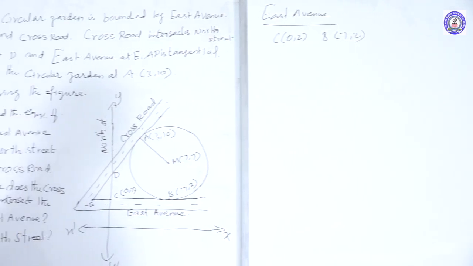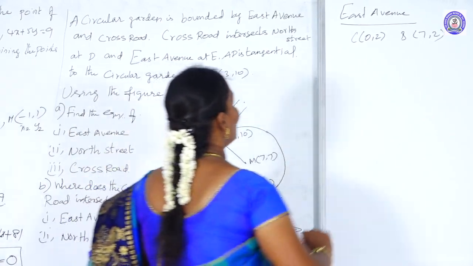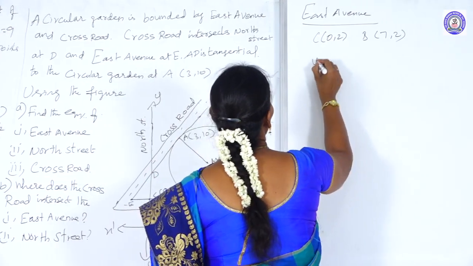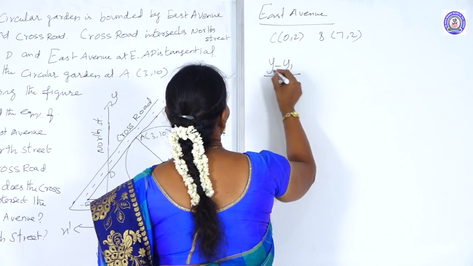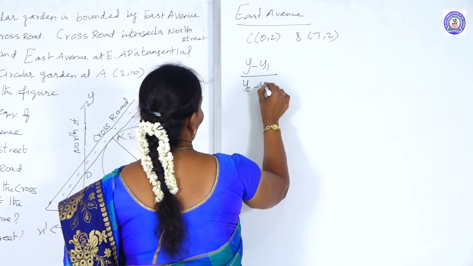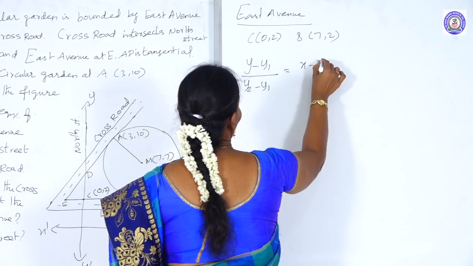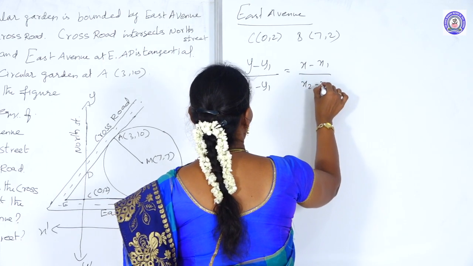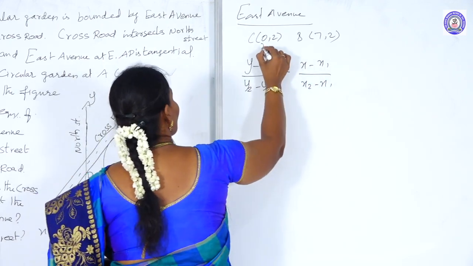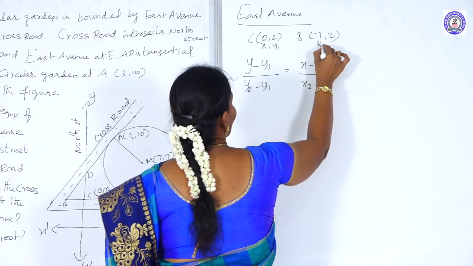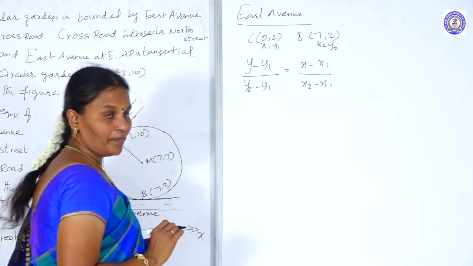So we apply the 2-point form. What is the 2-point form? y minus y1 by y2 minus y1 is equal to x minus x1 by x2 minus x1. So this is x1, y1. This is x2, y2. Okay.